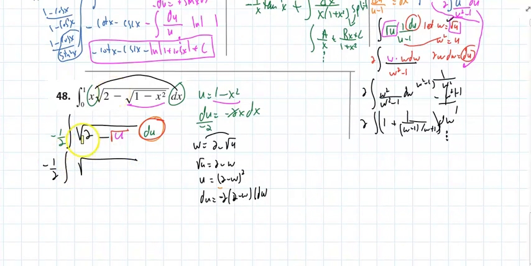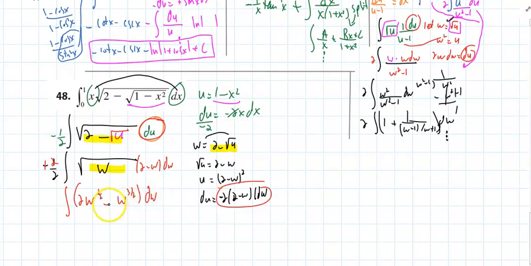This part is actually my w. And du would be a negative 2, so that's a positive 2, times 2 minus w dw. That's better. So this is the integral of 2 w to the 1/2 minus w to the 3/2 dw, and we will plug down. Don't forget to substitute w to u and u to x.